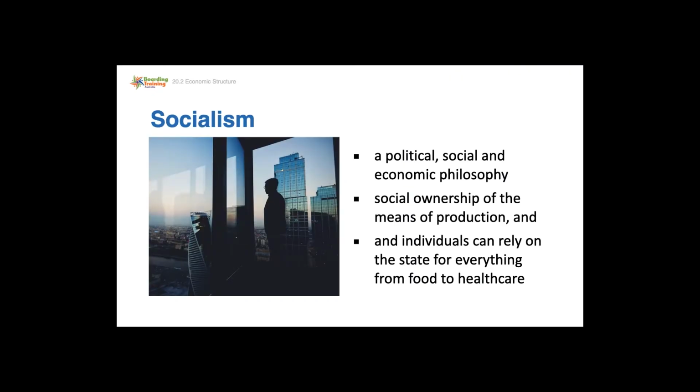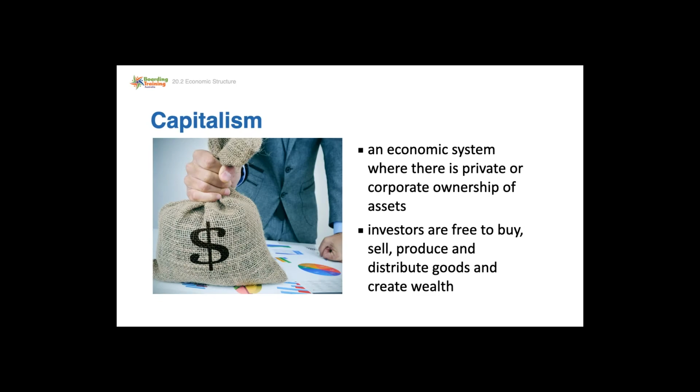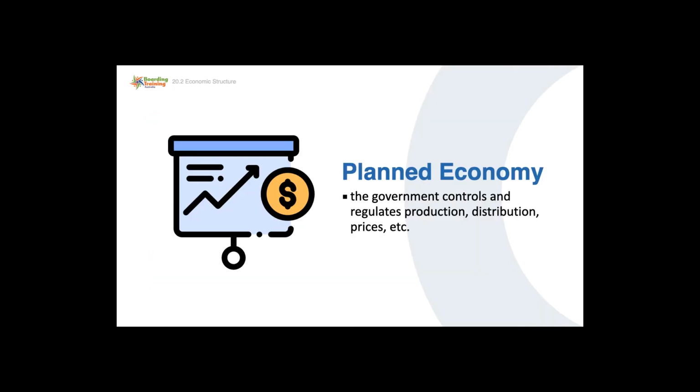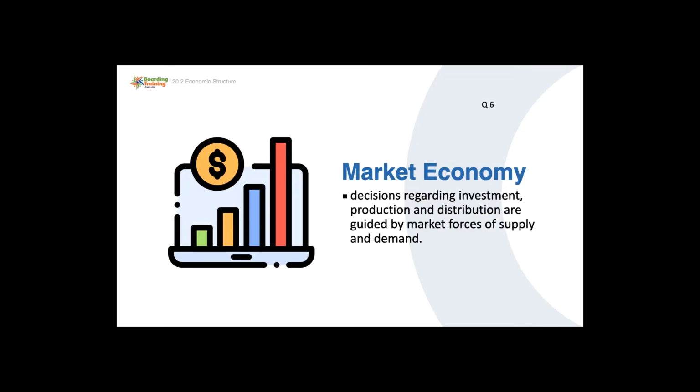Socialism is where the state owns the means of production and distribution, and where individuals can rely on the state for everything from food to healthcare. Capitalism is an economic system where there's private or corporate ownership, and where investors or people are free to buy, sell, produce and distribute goods and create wealth. A planned economy is where the government controls and regulates production, distribution, prices, etc. And a market economy is where decisions regarding investment, production, distribution are guided by market forces of supply and demand, like the stock market, for example. And that will help you with question 6.